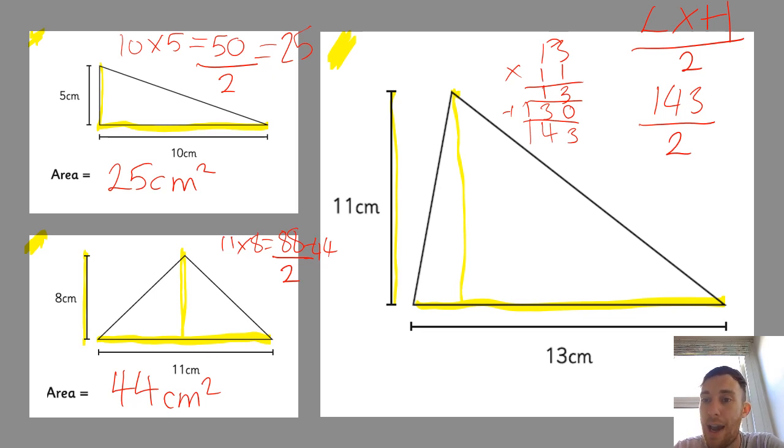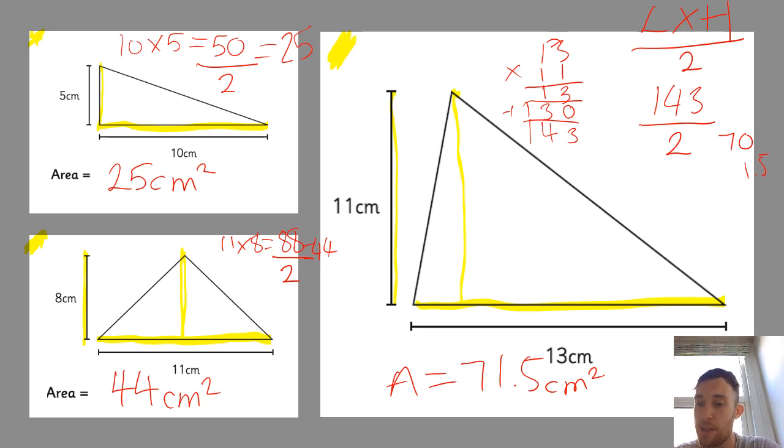Okay, so half of 140 would be 70, and then half of 3 would be 1.5. So therefore, if I add those together, the area equals 71.5 centimeters squared. So you will be coming across some numbers when you divide by 2. It's going to have to be a decimal number, but remember, if you're halving an odd number, it's going to end in 0.5.